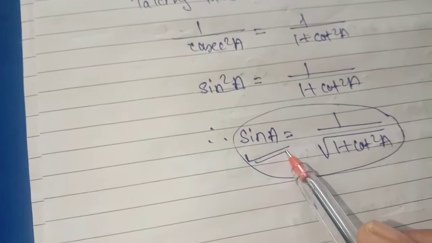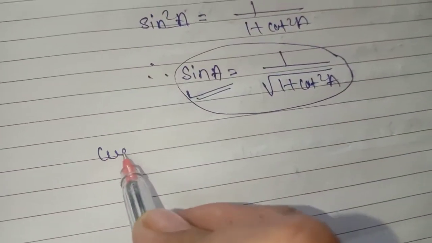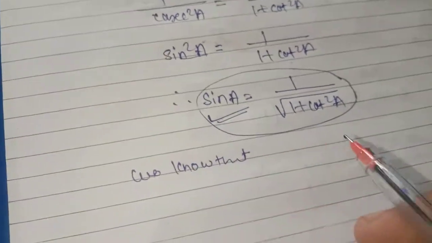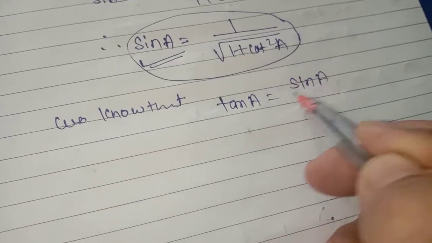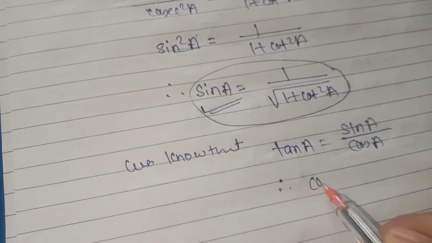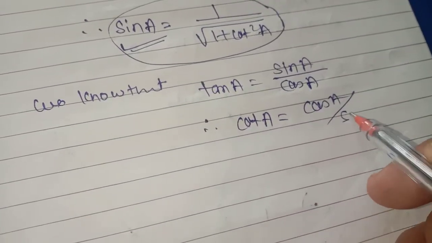We got the first value, sin A. So we know that tan A is sin A upon cos A, as I told you in my derivation. So what is cot A? Cot A will be cos A upon sin A.